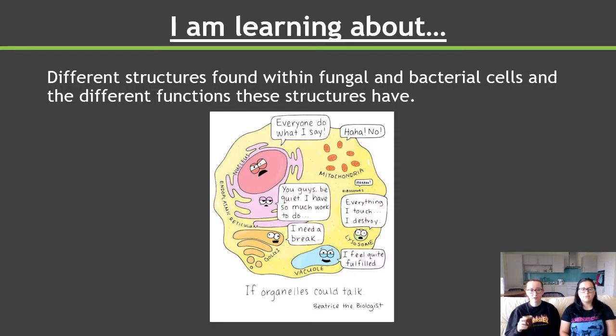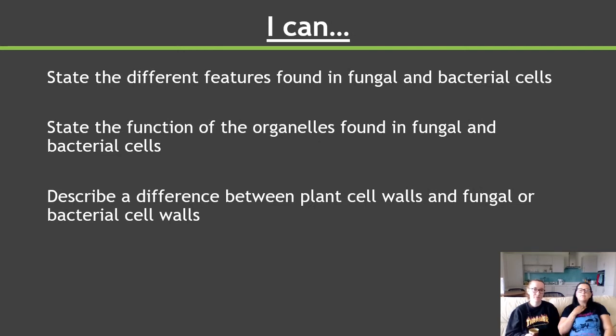Okay, so far we've looked at plant cells and animal cells. We've looked at the different organelles in them and discussed what they look like. This one, we are going to be looking at the different structures found within fungal and bacterial cells and the different functions these structures have. And actually, a lot of them are pretty similar to the first two. We've just got a few more, slightly similar to plant and animal cells.